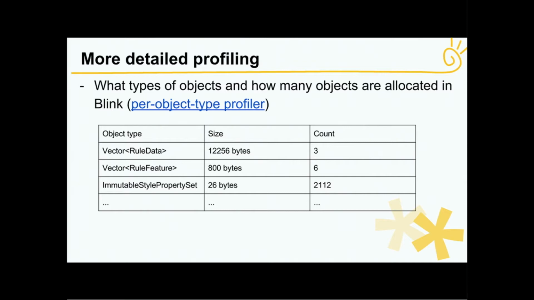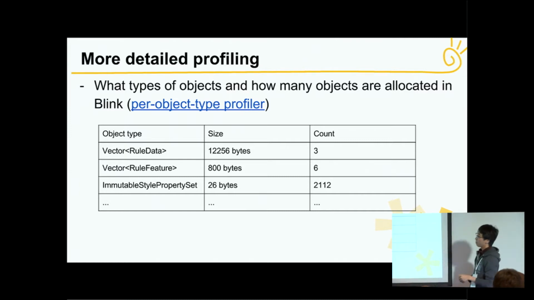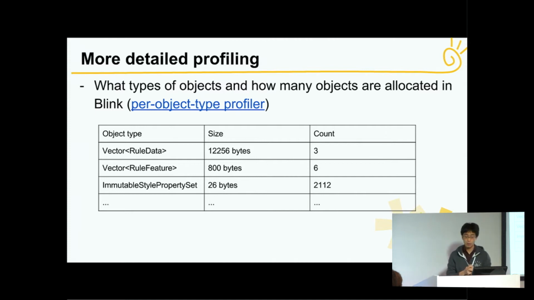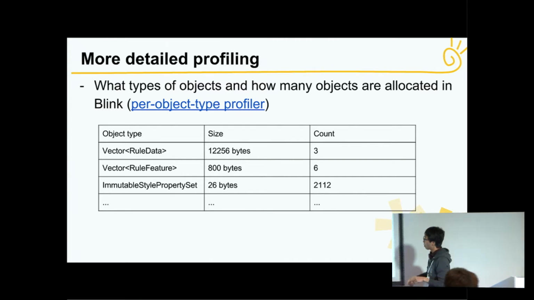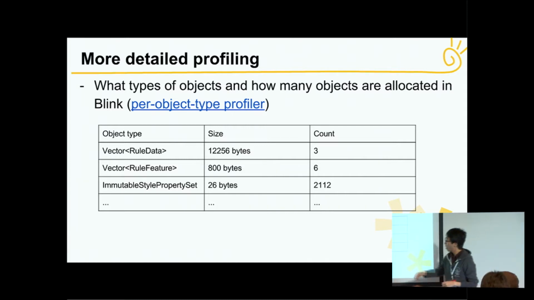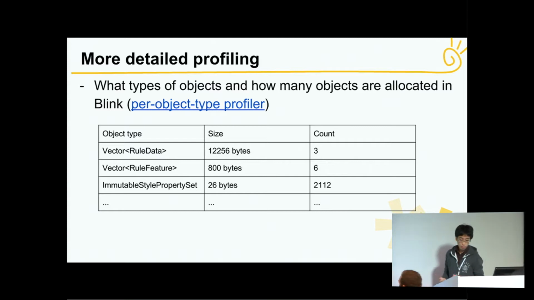So what is the more detailed profiling information? There are a bunch of ideas. The first one is what types of objects and how many objects are allocated in Blink. For example, in this case, 3 vectors of type RuleData are allocated and they are using 12 megabytes. This kind of information is going to be added to memory infra very soon.